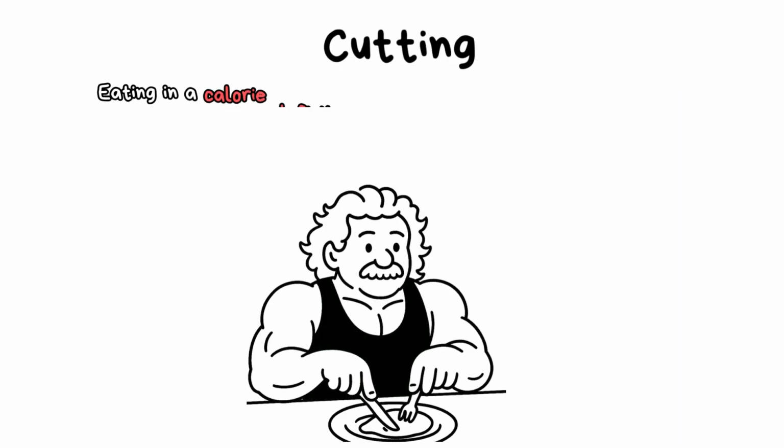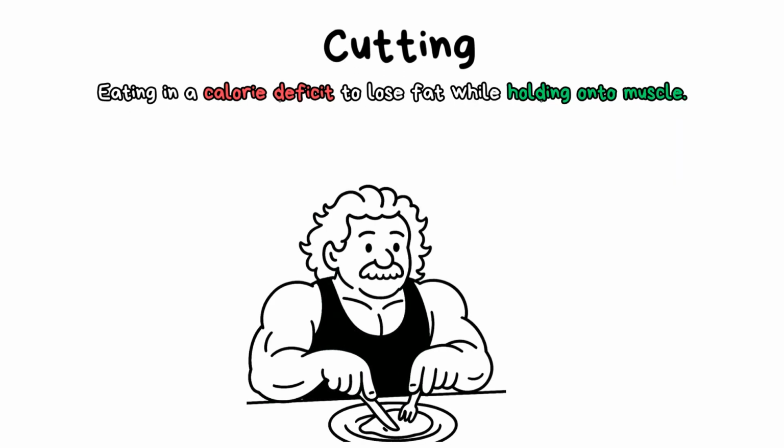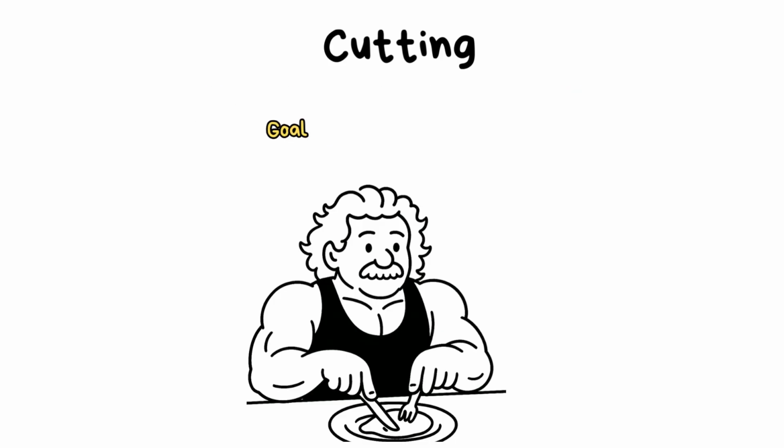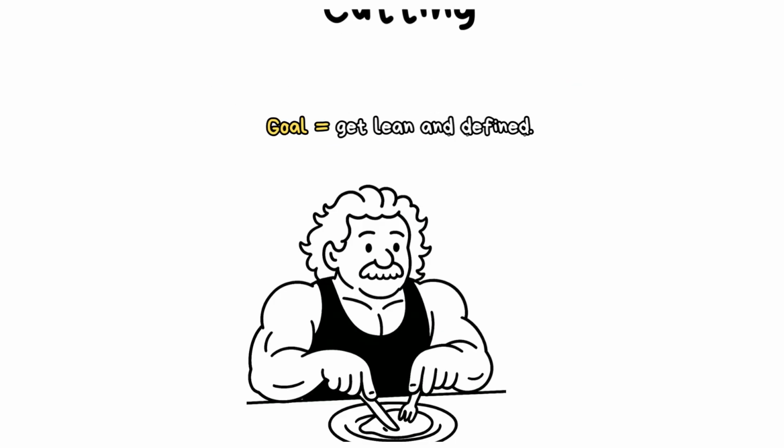Cutting. Eating in a calorie deficit to lose fat while holding onto muscle. High protein, lower calories, often more cardio. Goal equals get lean and defined.